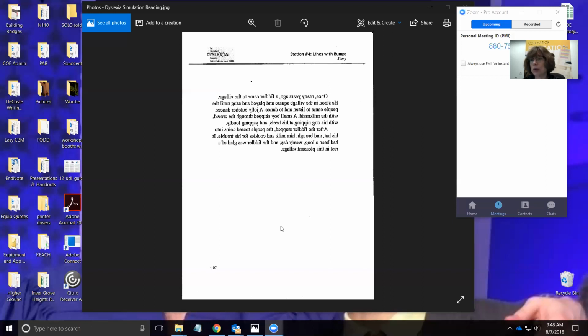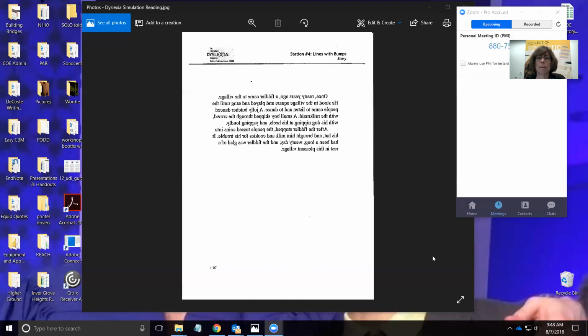If you had trouble with the comprehension questions that I asked, you might wonder why that is. And it may be that you were so focused on reading the actual words that you didn't get the whole content of it. So again, think of those kiddos that are reading like this all the time.